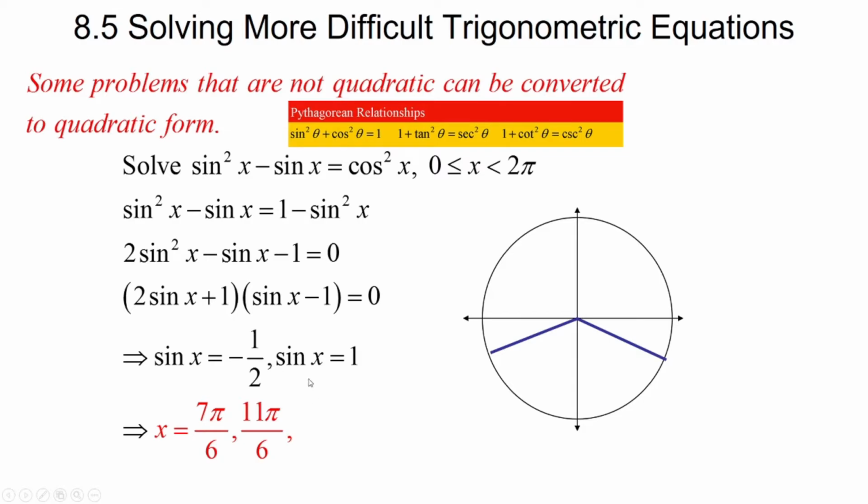And now, when does sine of x equal 1? Well, that's the quadrantal angle right there. This vertical distance right here is 1, and that's simply pi over 2. So there's my three solutions right there. X can either be 7 pi over 6, 11 pi over 6, or pi over 2. Okay, well, looking pretty easy so far.